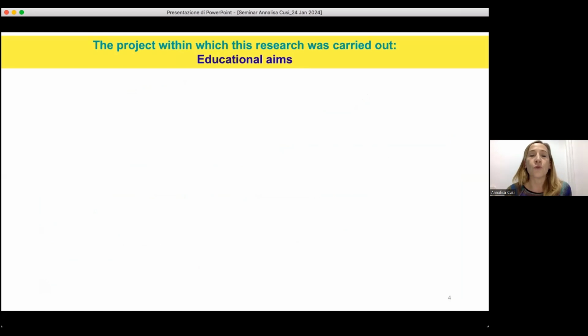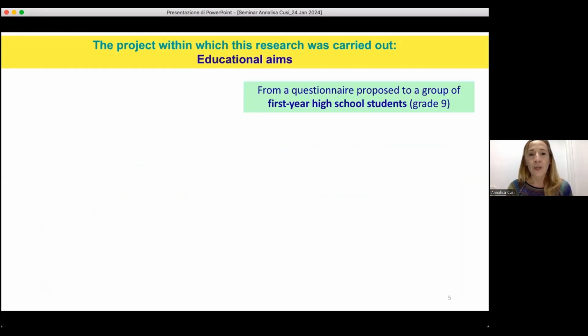And now I would like to introduce the educational aims, since it was a research for practice. And in order to stress the need that suggested to me to focus on these topics, I will read some sentences from the answers of a group of 9th grade students. They were in their first year of upper secondary school. I'm going to read the answers to this questionnaire, in which we asked them to reflect on their vision of algebra.